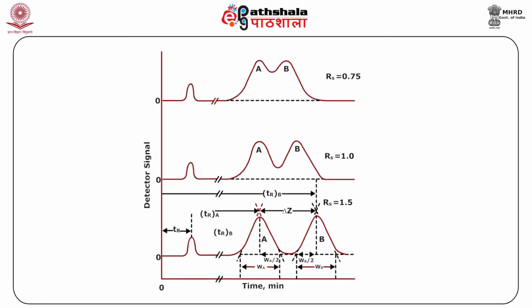As it is clear from the figure, the resolution of 0.75 results in incomplete separation. At a resolution of 1, there is 4% overlap of peak. Complete resolution is obtained at values 1.5.